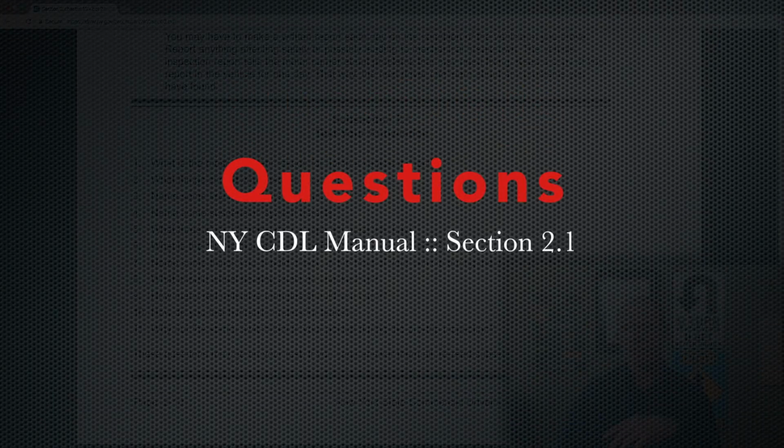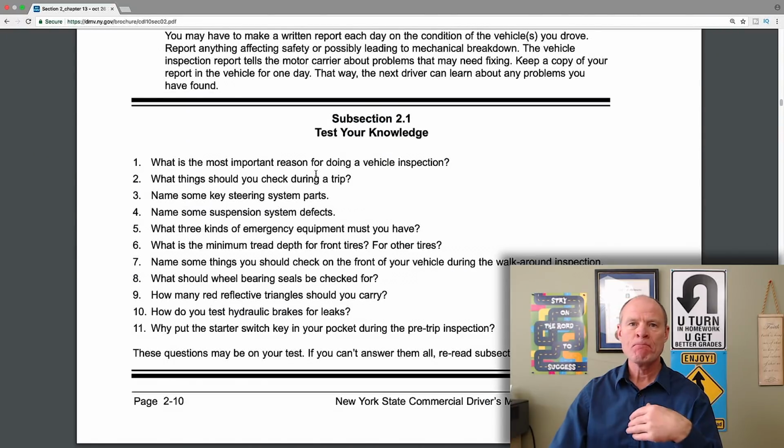All right, so section 2.1, the pre-trip inspection. Test your knowledge. What is the purpose of a pre-trip inspection, or what is the most important reason for doing a vehicle inspection? The most important reason is to inspect and ensure that the vehicle is safe to be on the roadway. Okay, so what are the things you should check during a trip?